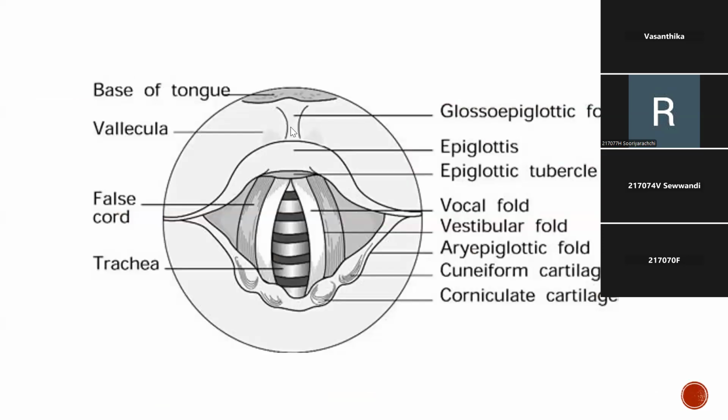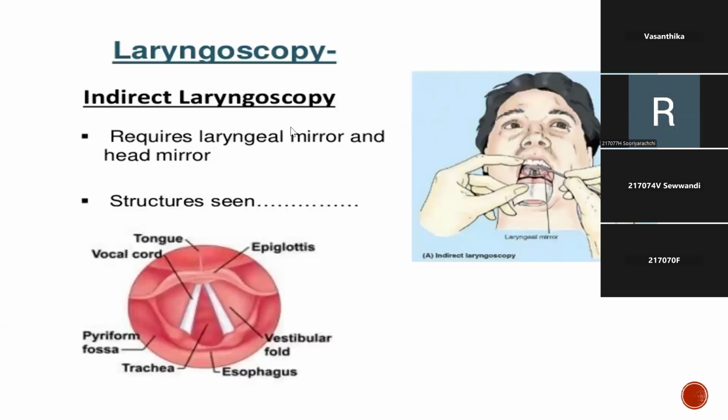So this is the diagrammatic representation. That one was the clear natural picture. You can see the same on a diagrammatic representation here. So when we are in a clinical setting, we have to look at the larynx. There are a few methods of examining the larynx. This is called laryngoscopy. The commonest one, which you all know, is indirect laryngoscopy.